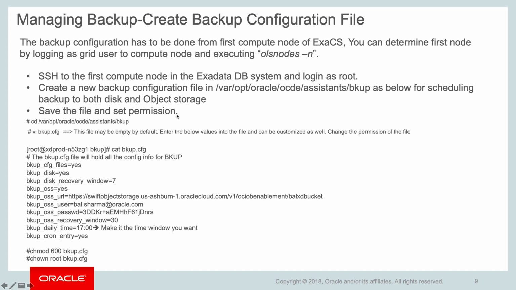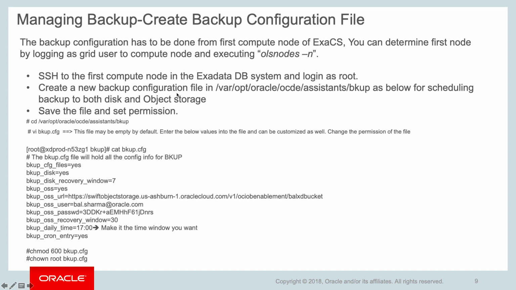Once you have identified your first compute node, SSH to that particular node, and for doing SSH, you will be using the opc user, and the opc user has sudo privilege, so it can go to grid, or it can do a sudo to oracle or sudo to root. Once you log into your first compute node, just log in as root from there using sudo, and then you have to create a new backup configuration file.